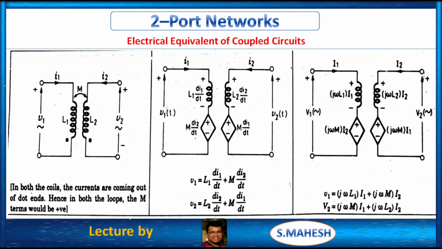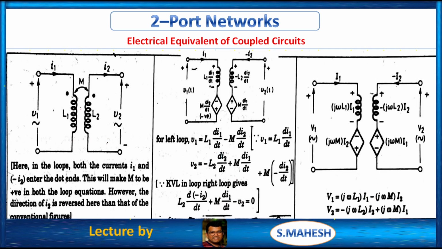Next circuit, see, in this case in both the coils the currents are coming out of the dot ends. Therefore from this circuit the current is coming out of the dot. Clear? From this circuit the current is coming out of the dot. Then we can say we have positive M. Therefore we are having plus M, right? This is with respect to frequency domain, this is with respect to time domain. Clear?